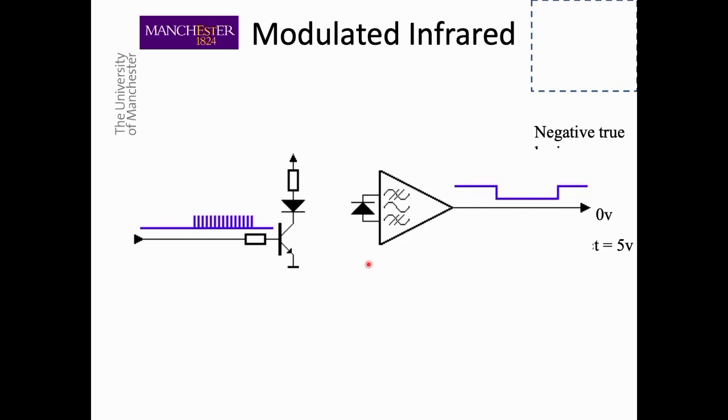So a NOT gate, an analog NOT gate, inverts your signal. If I have a zero or a true into a NOT gate, it turns it into a false. If I have a false as an input, it turns it into a true.